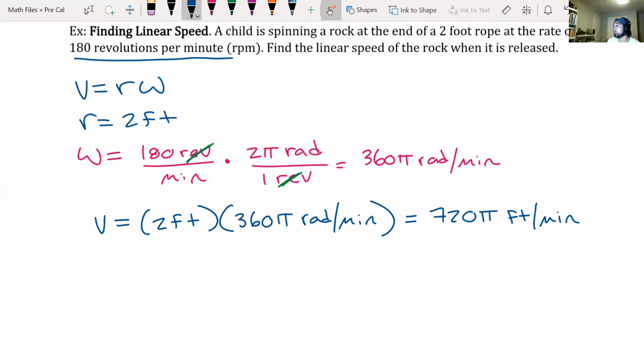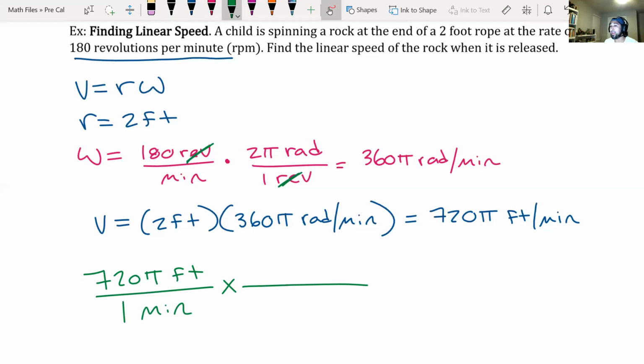But since we're in America, do we know how fast 720 pi feet per minute is? No, because we like to convert everything to what? You drive in feet per minute, or you drive in miles per hour. So let's see how fast this kid is actually spinning the rock. We're going to set up another conversion table. We're going to say 720 pi feet per minute, and let's convert to miles per hour.